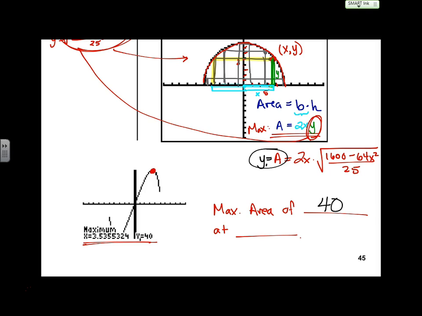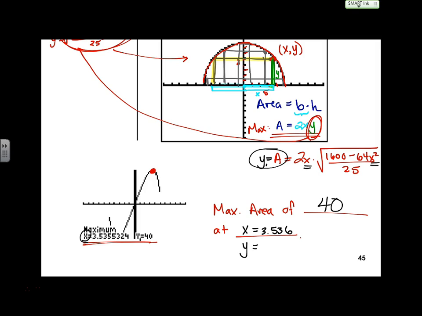And how do I answer the at, or the when, or the such that? I choose the x. And the nice thing is the x is the same, because when it says x down here, it's actually talking about what variable I put in, and I did put in an x, so it matches. The problem was with the y's, the y was actually symbolic of area. So I can say at or when x equals 3.536, I guess.